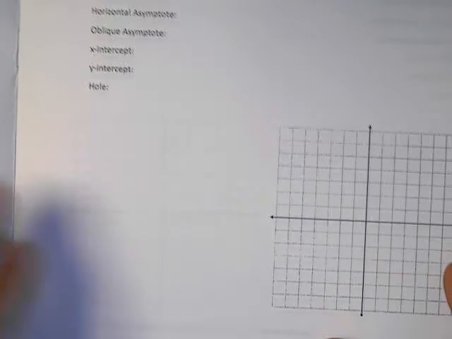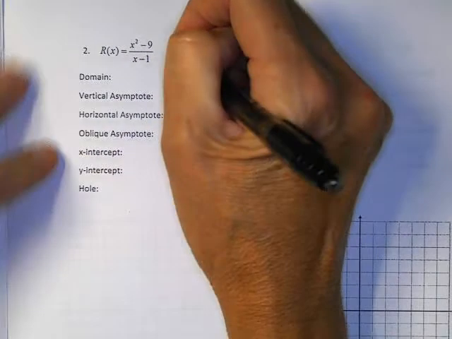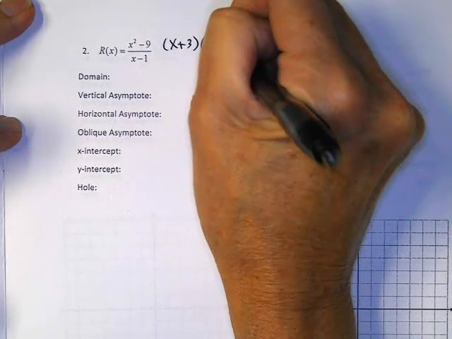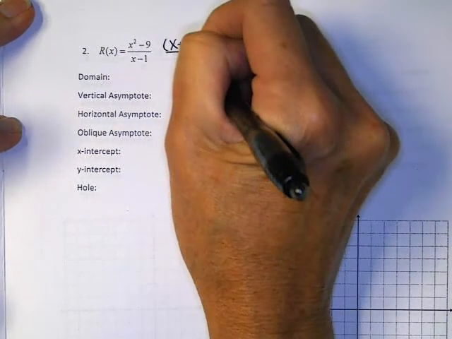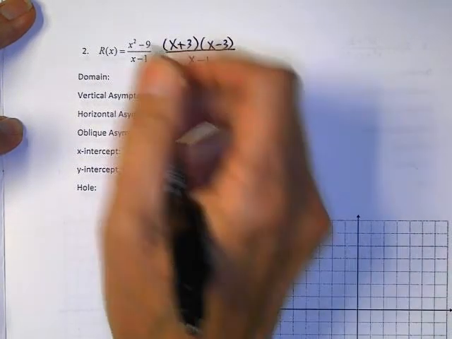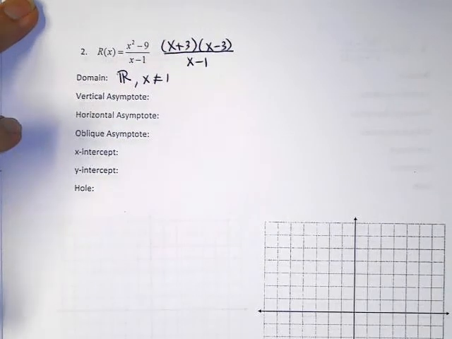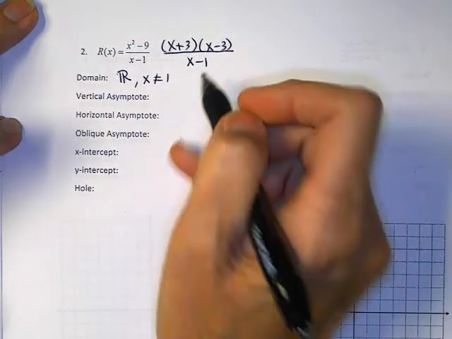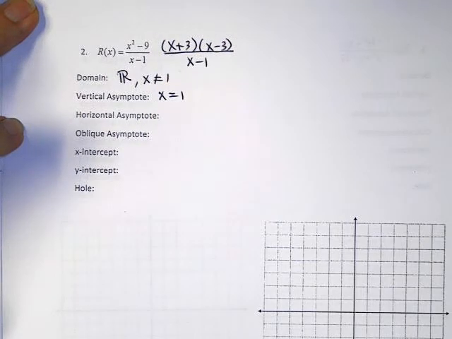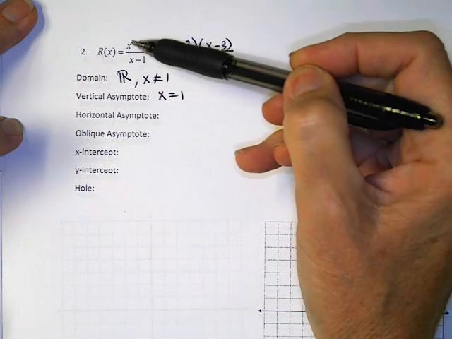All right, so once again, we're going to start by just gathering this information. Let's look at this in factored form. It's x plus 3 times x minus 3 over x minus 1. Nothing cancels. My domain, I want to make sure my denominator is not 0, so all reals, x not equal to 1. My vertical asymptote is going to be here where my denominator would be 0. That's x equals 1.